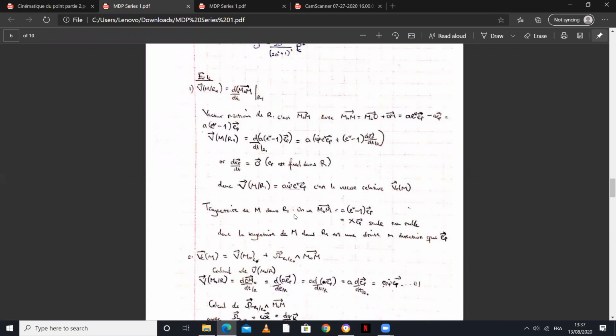Trajectoire de M dans R1, on a M0M égale A, E phi moins A, suivant E rho. Okay, it's just some term which we call X suivant E rho. Seul non nul. Donc, la trajectoire de M dans R1 est une droite dans la direction de E rho. So that's like a line in the direction of E rho, because the vector position is just some coefficient, some value in the direction of E rho, and that becomes its trajectoire. It's just moving in a straight line in the direction of E rho. Is that clear?